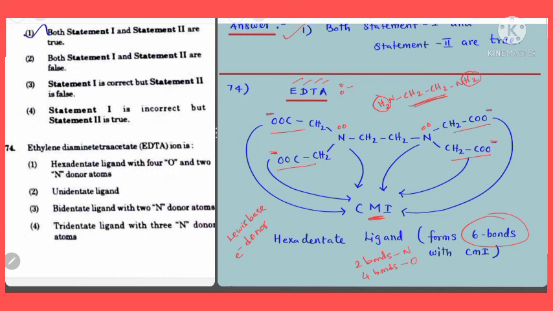Now look at option 1: it is a hexadentate ligand. EDTA is capable of forming 6 bonds, and the one which forms 6 bonds is called hexadentate. Hexadentate ligand is the right one. It has 6 donor atoms, among which 4 are oxygen atoms and 2 are nitrogen donor atoms. So option 1 is the right answer for question number 74.